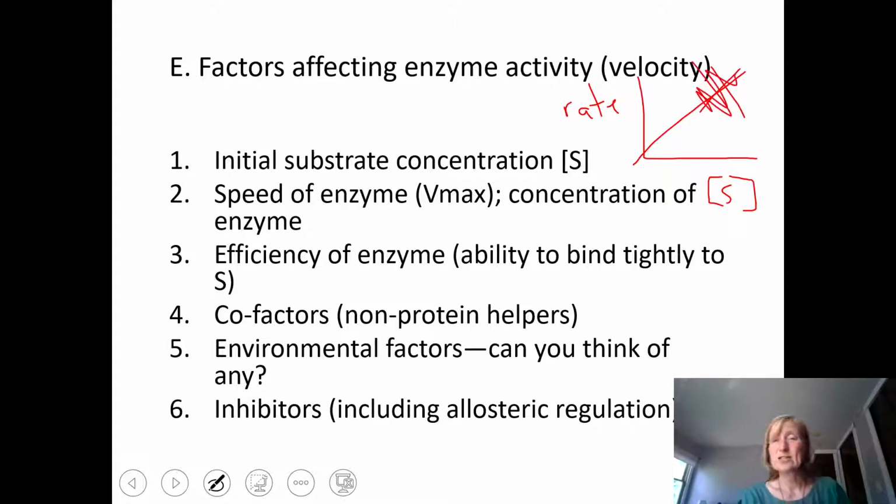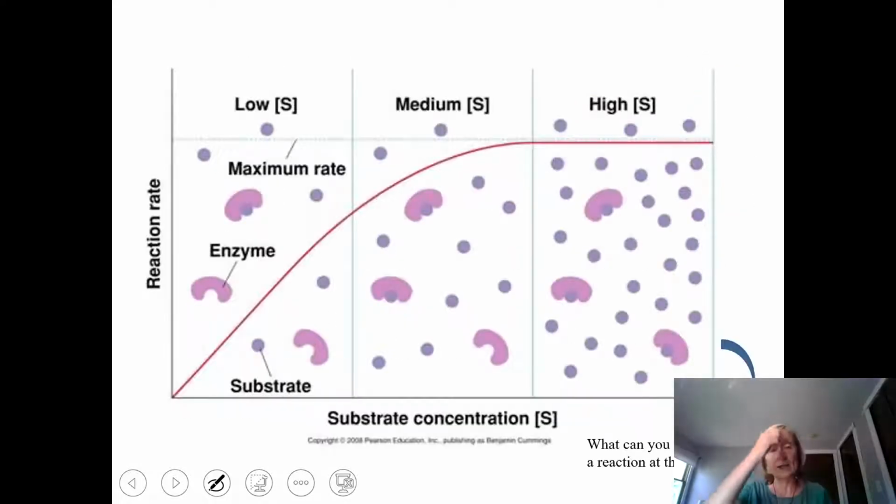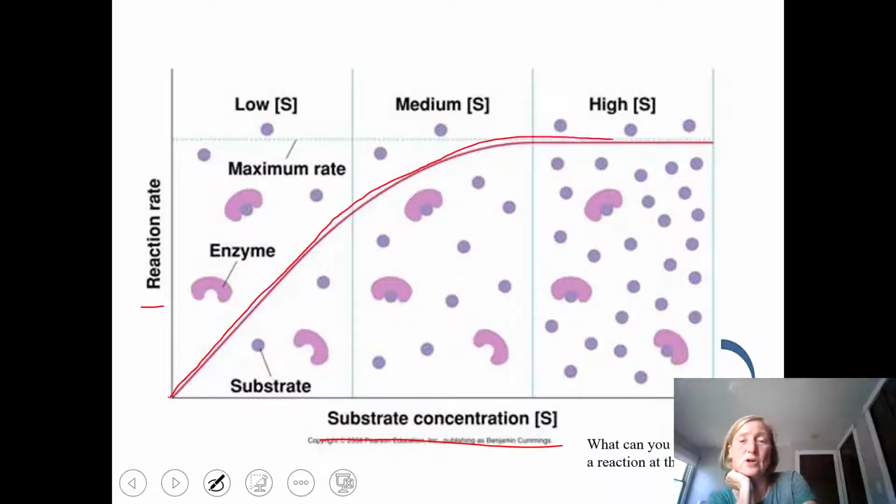We don't have this straight line reaction rate with increasing substrate concentration. We have something that looks more like this. So if we're looking at the reaction rate as a function of substrate concentration, at first we increase the substrate, we get an increase in the reaction rate, but we plateau. We reach a plateau. Why? What's happening? Well, take a look.